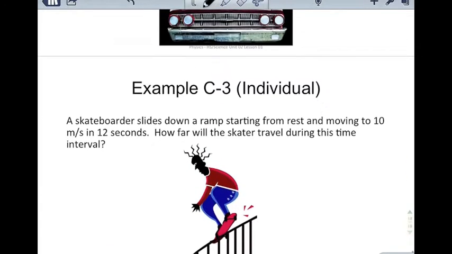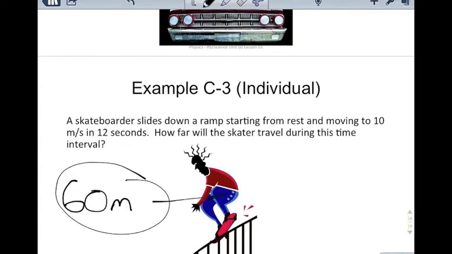Now you should be able to solve example C3 on your own. It says the skateboarder starts from rest and reaches 10 meters per second in 12 seconds. How far will the skater travel during this time? You should be able to figure out that the answer is 60 meters, and you should be able to justify that answer with all the work that's necessary.